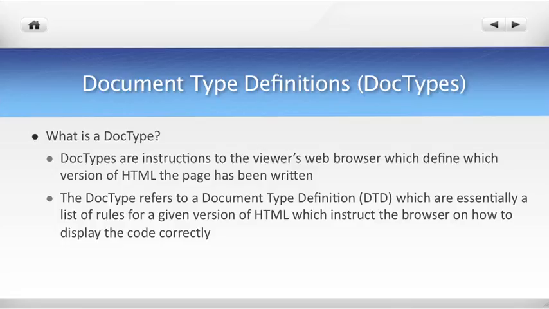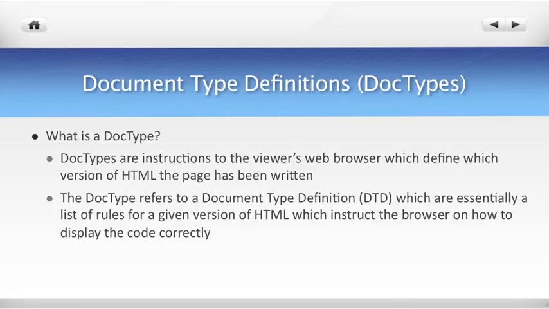Document type definitions, or doc types as they're commonly referred to, are instructions that you provide to the viewer's web browser so that the web browser will understand precisely what version of HTML you intend to author, so that web browser can interpret your code properly. As we learned earlier, HTML, like all technologies, is a moving target. Tags come, tags go, rules change with time, leaving the web browser to struggle to understand what it is that you're trying to write from a code point of view.